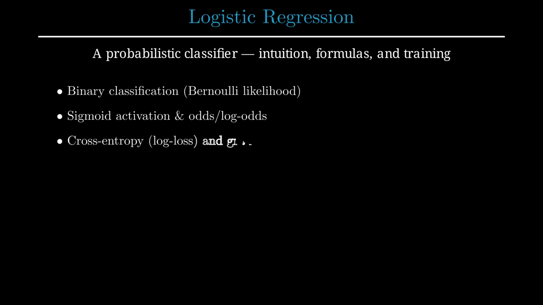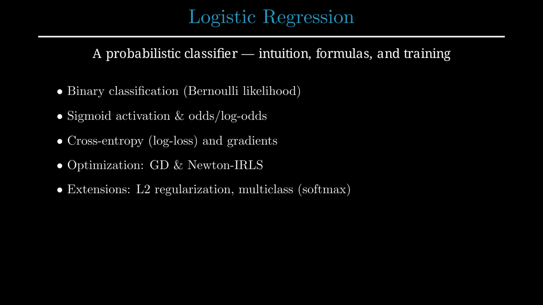Next, we'll look at cross-entropy loss and how gradients drive learning. We'll compare optimization methods, from gradient descent to second-order approaches like Newton's method. Finally, we'll cover key extensions, including L2 regularization and multi-class classification with softmax.